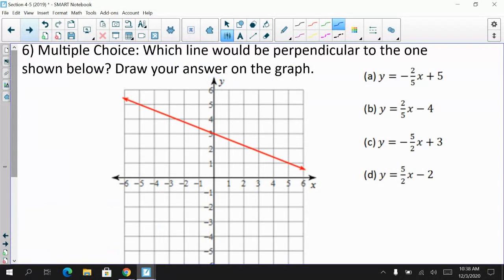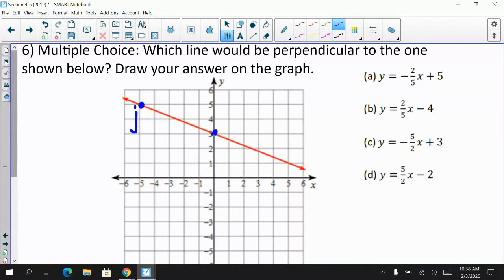So now let's do the exact same thing, but now we're looking at perpendicular. All right, so perpendicular is a little bit trickier. So same thing, I'm going to start on the red line. I'm going to find two points that we can find the slope between. So I found my y-intercept here at 3, and I'm going to pick this point up here.